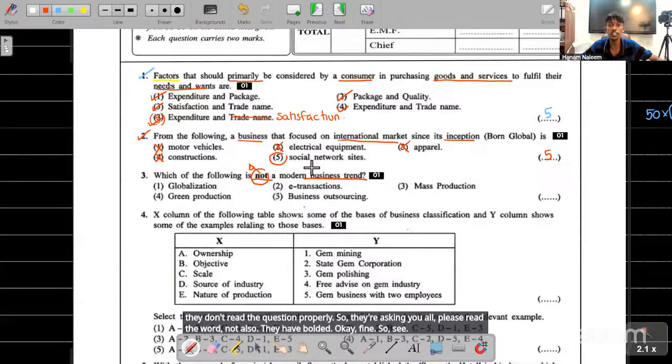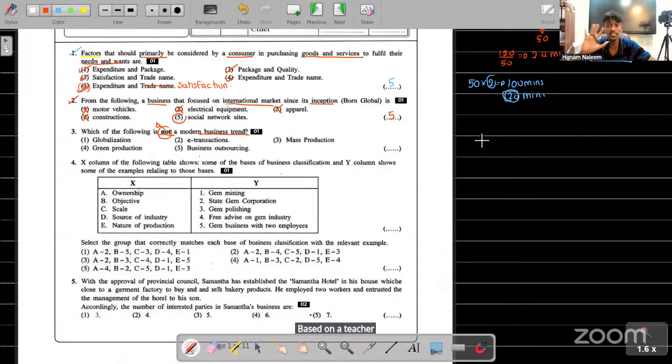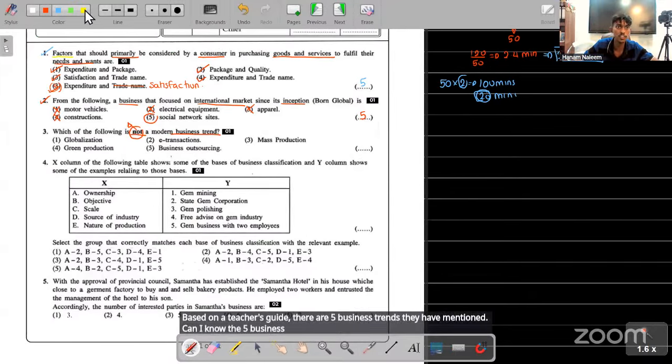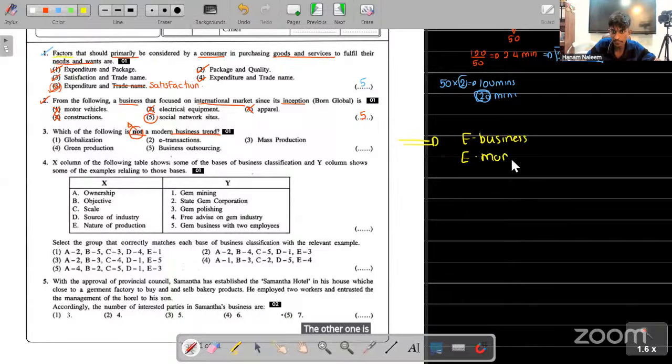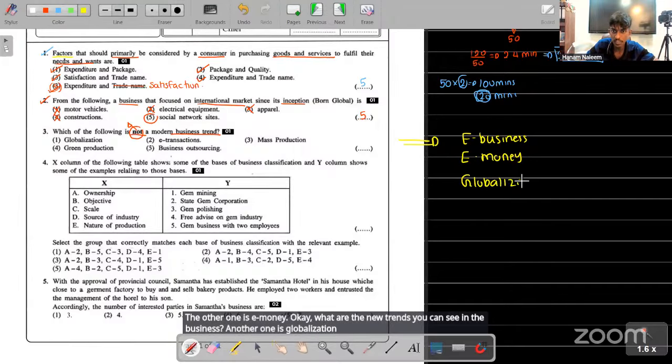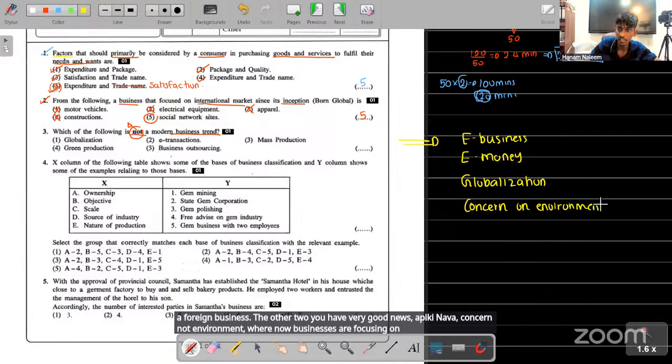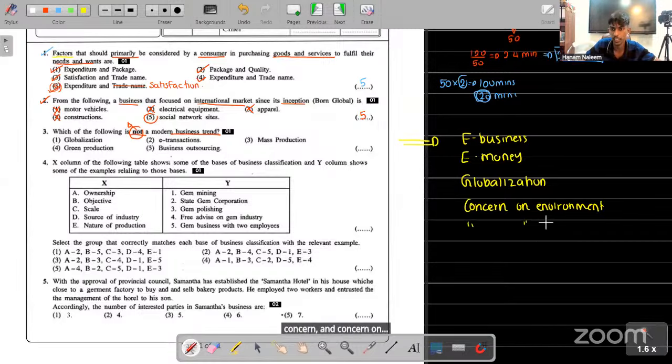So, which of the following is not a modern business trend? Before that, tell me, in chapter number 1, based on the teacher's guide, there are 5 business trends mentioned. What are the 5 modern business trends? Good. One is e-business. The other one is e-money. Another one is globalization, where a local business is connected to a foreign business. The other two are concern on the environment, where businesses are now focusing on environmental concern, and CSR. These are the 5 modern trends of business.